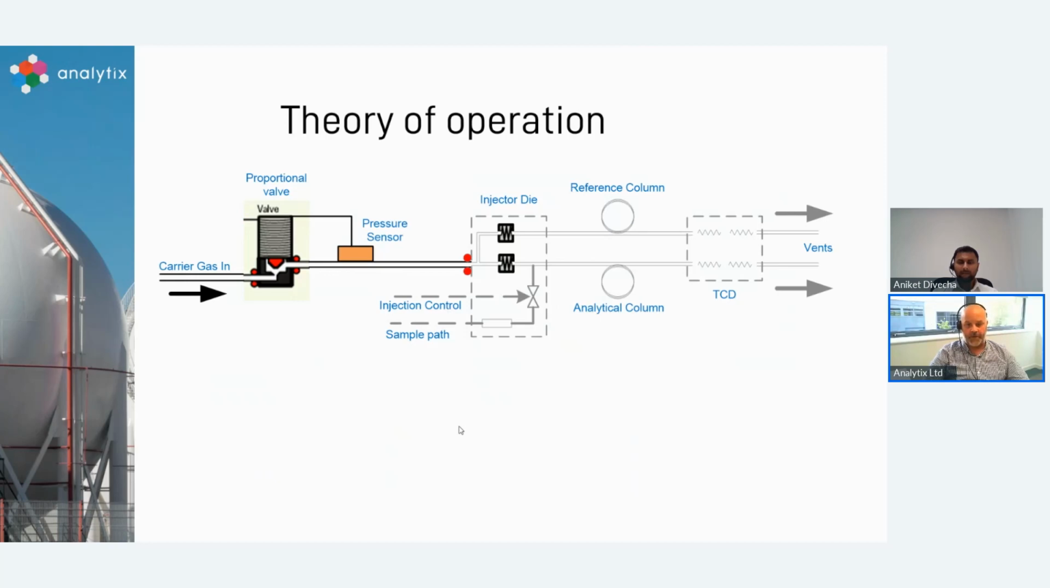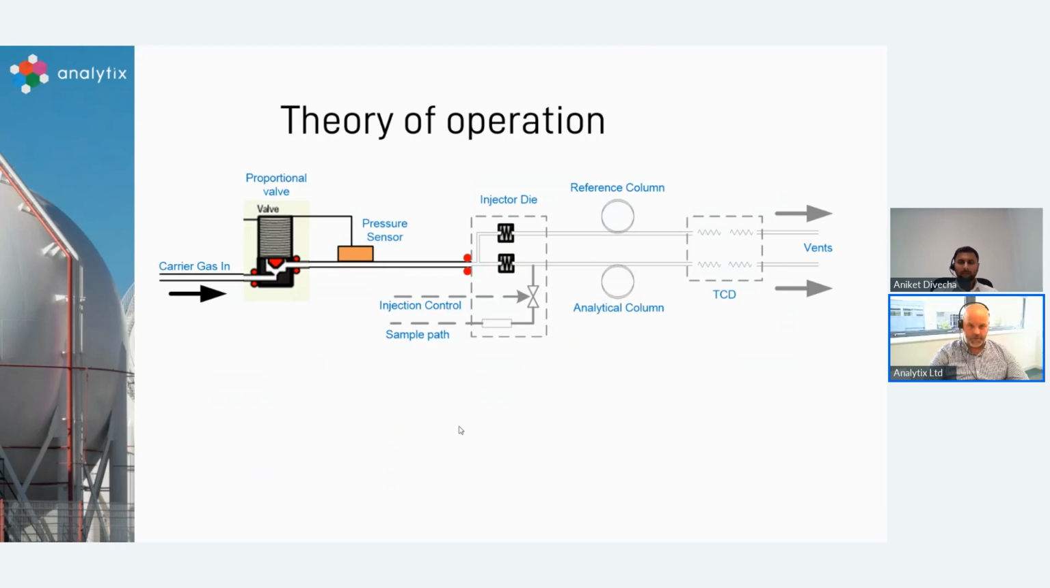And then that is going to pass through the sample path where there's an injector die. Part of it will go through a reference column, and then that will go to the TCD. And then part of it will go through the analytical column to the TCD as well. So there's different ports on the TCD to accept these signals.